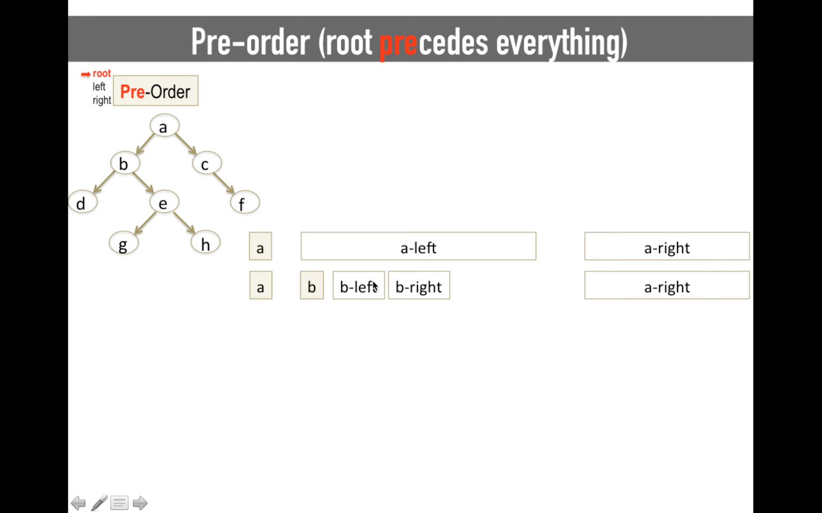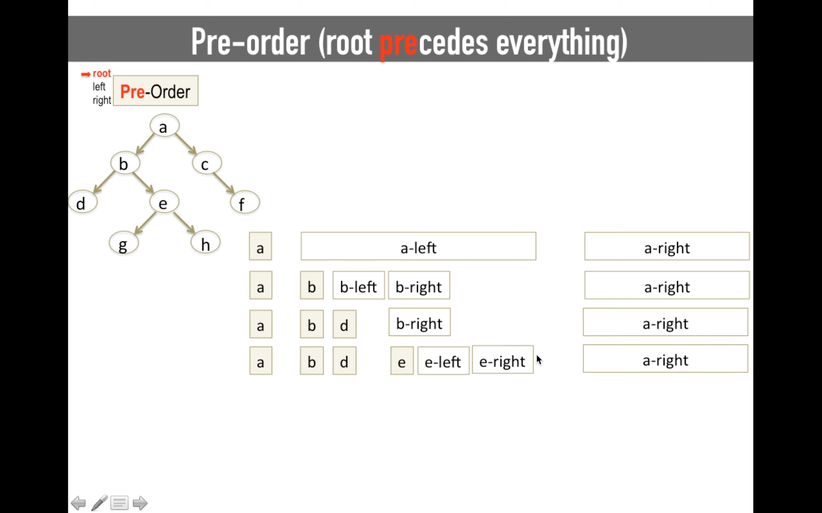So let's continue. Next line, we are going to check on B left. So B left, root goes first, and we don't put anything here because there are no left or right here. Next step, let's see what happens with the right subtree of B. So the right subtree of B, root goes first, so we should have E, and then left of E, right of E. And this is what we have here.